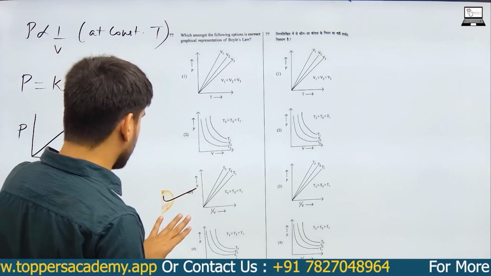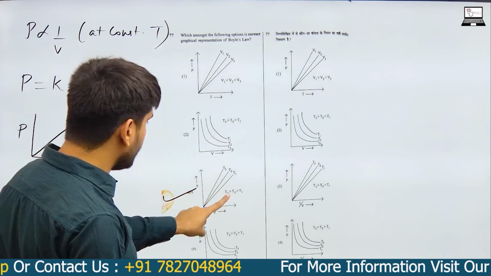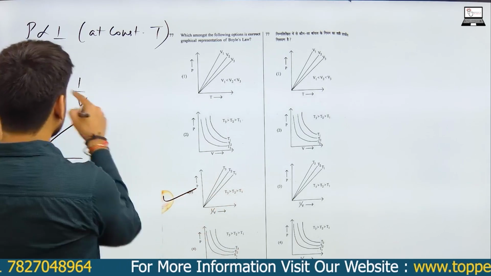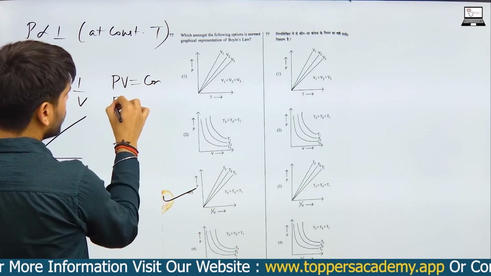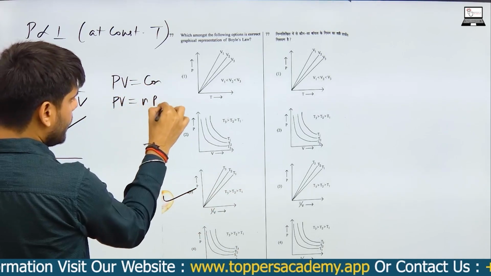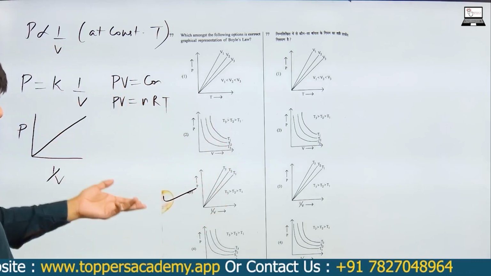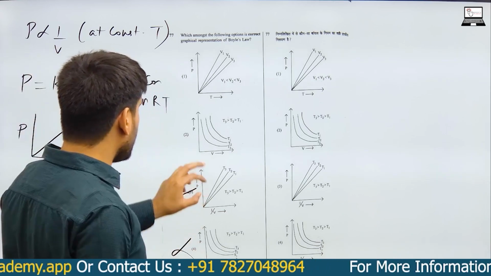Third is correct because P and 1 by V, and T3 is greater than T2 is greater than T1. Absolutely correct. Why? Because we know that PV is equal to constant, and we can also say that PV is equal to nRT. So can I say it is directly proportional to T? So by that logic also, this is correct. And so D is wrong. Fourth cannot be the answer.